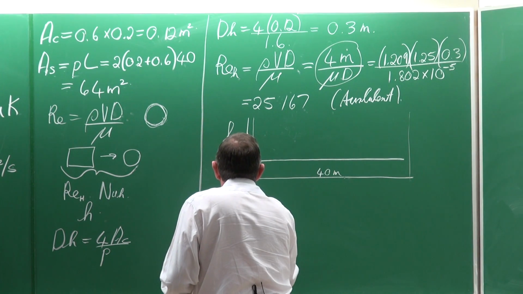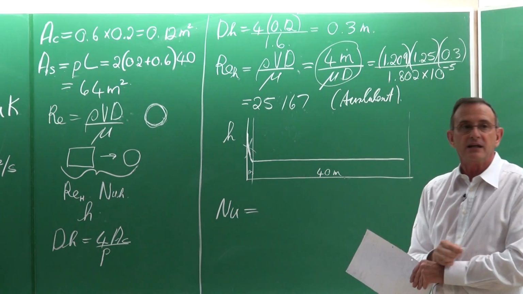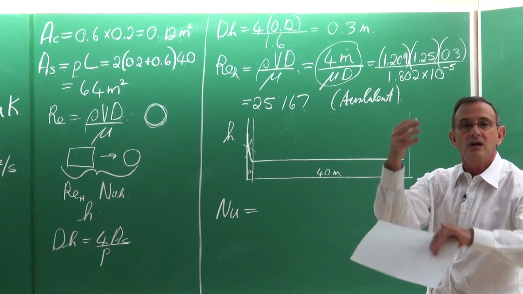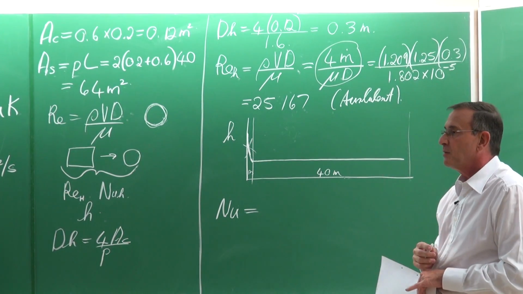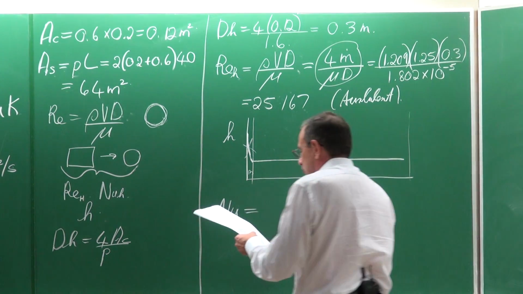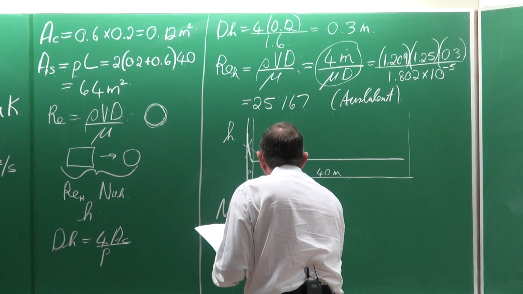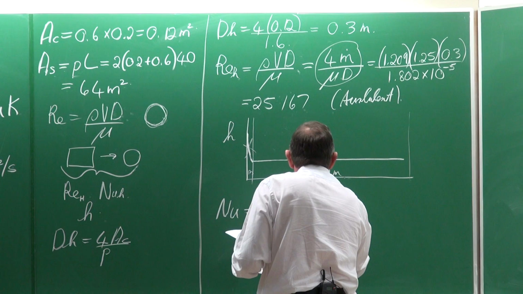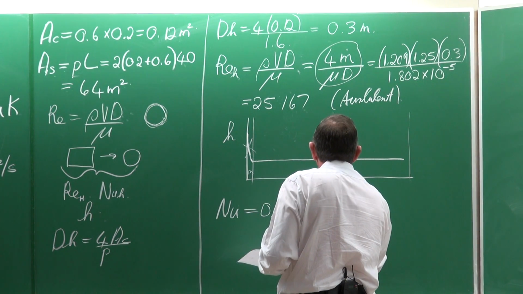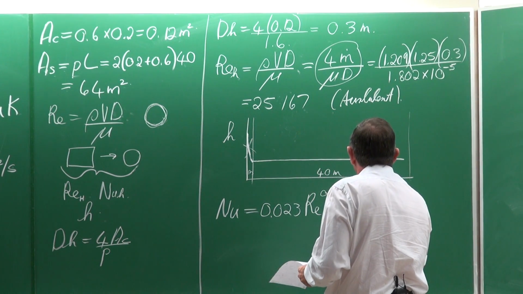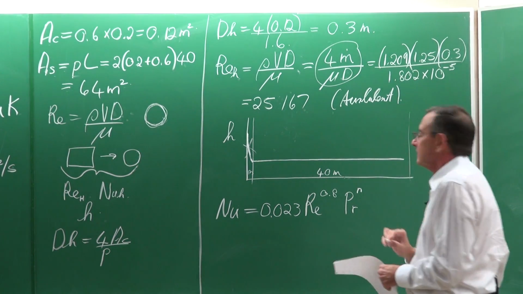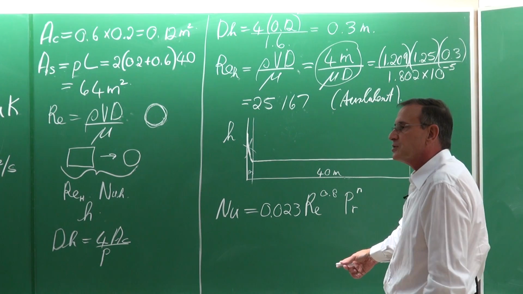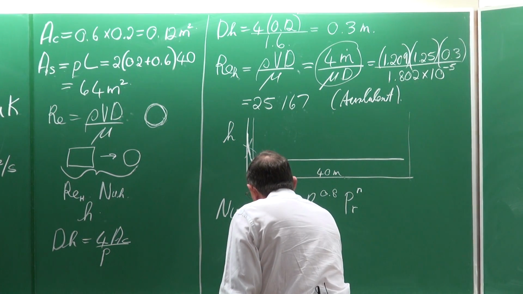Right, in terms of equations which are available that we can calculate the Nusselt number with, for turbulent flow, there are 5 or 6 or 7 of them available. I normally choose the easiest one, which is equal to 0.023, multiplied by Reynolds to the 0.8, multiplied by Prandtl to the n. I use the easiest one because I'm lazy.